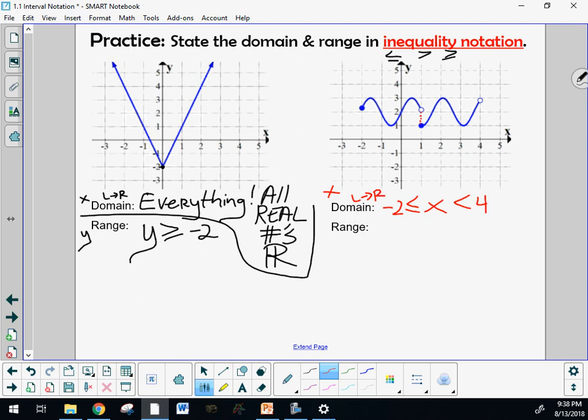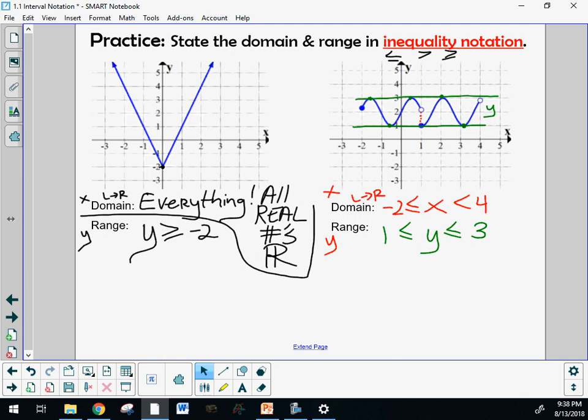And then for the range, we're using y values. It's from the bottom to the top. The lowest value is here and the highest value is here. So the y has to be between 1 and 3. In this case, we're going to say that it's hitting that value of 1 and 3 on those peaks. It's pretty safe to assume that, but as we talk more about this type of function later in the year, it'll be more clear. So there's the domain and range of that function.